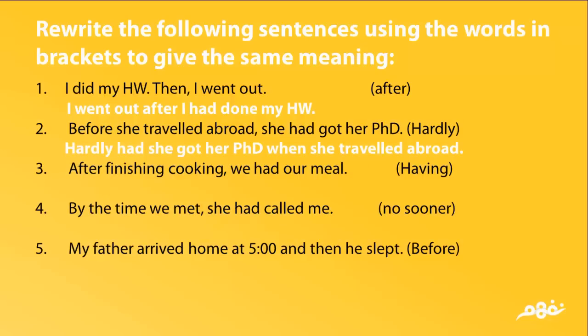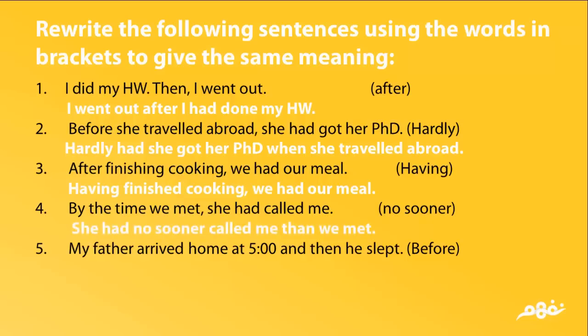3. After finishing cooking, we had our meal. Start with having. Having finished cooking, we had our meal. 4. By the time we met, she had called me. Use no sooner. She had no sooner called me than we met. 5. My father arrived home at 5 and then he slept. Start with before. Before my father slept, he had arrived home.